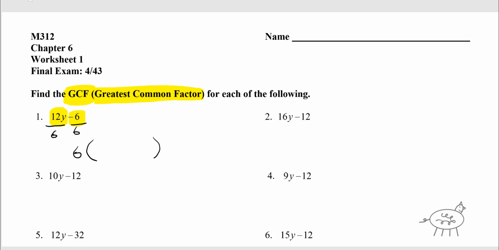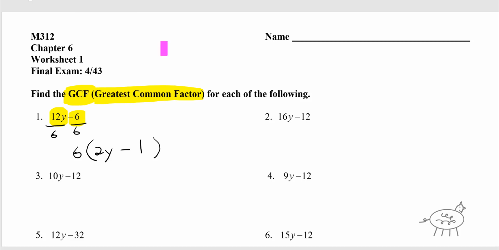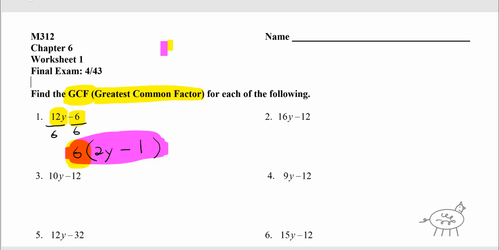12 divided by 6 is 2. Don't forget your variable, 2y. 6 divided by 6 is 1, but it's minus 1. So this is what I'm looking for as my answer. The greatest common factor is the 6, and then that's the leftover.